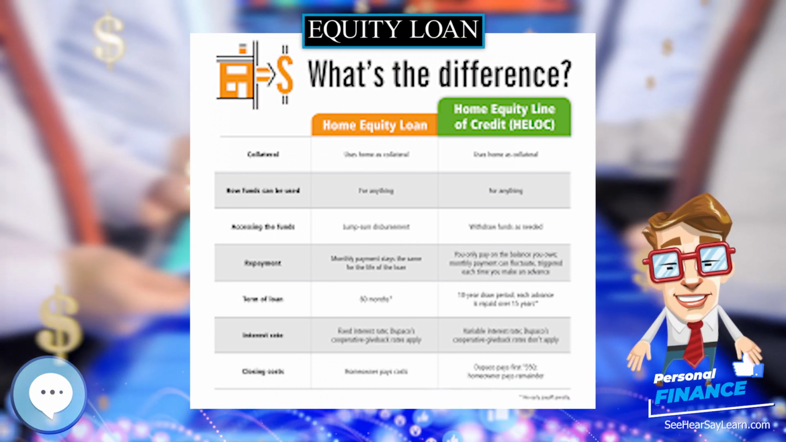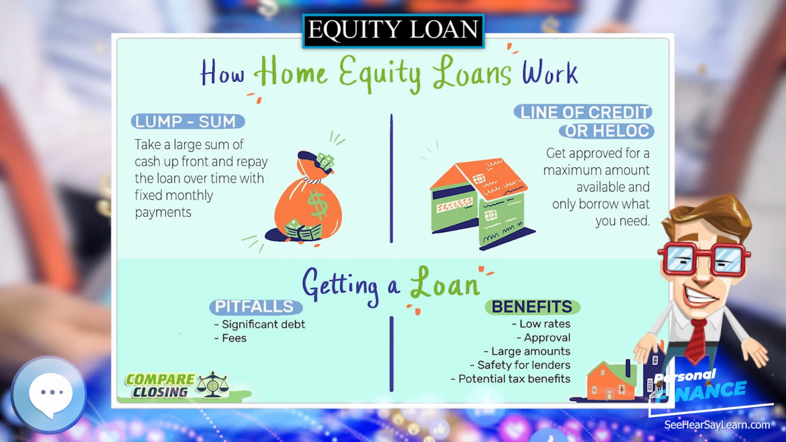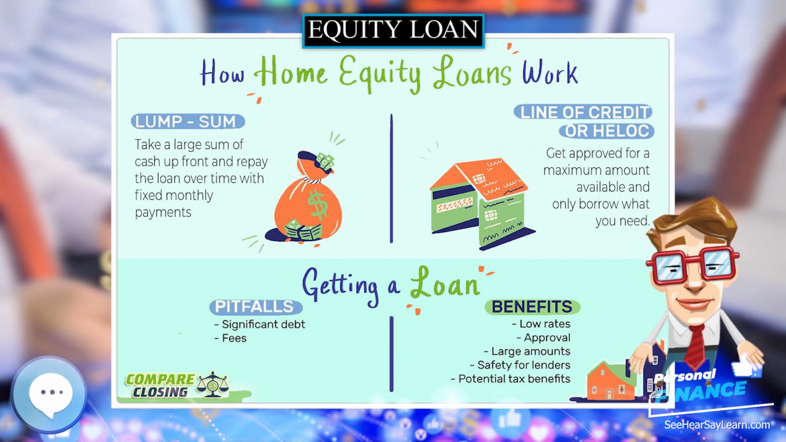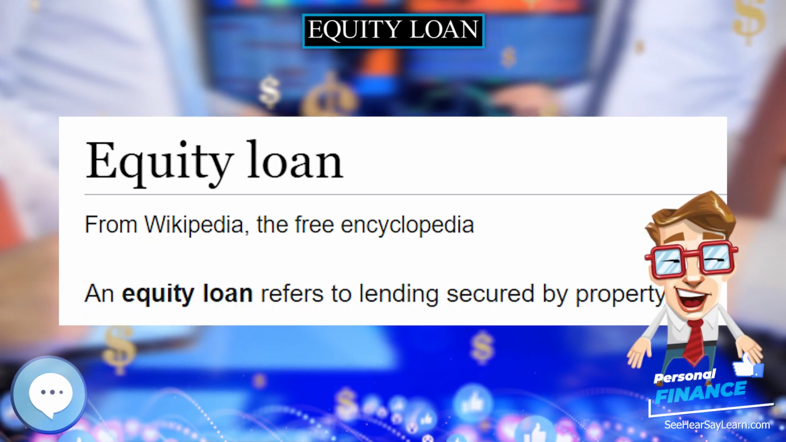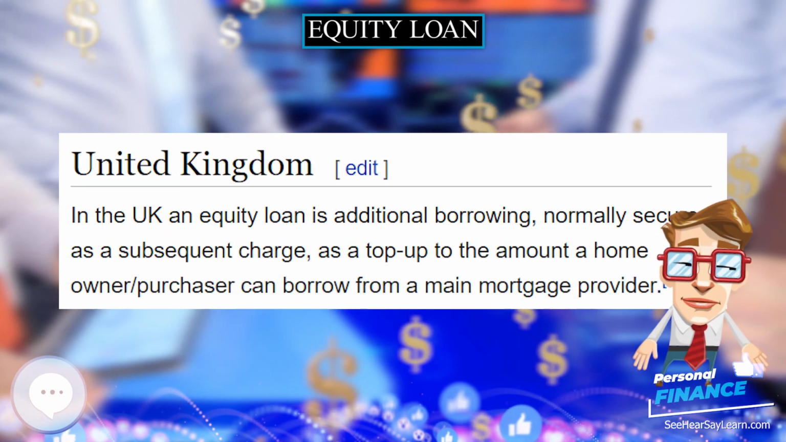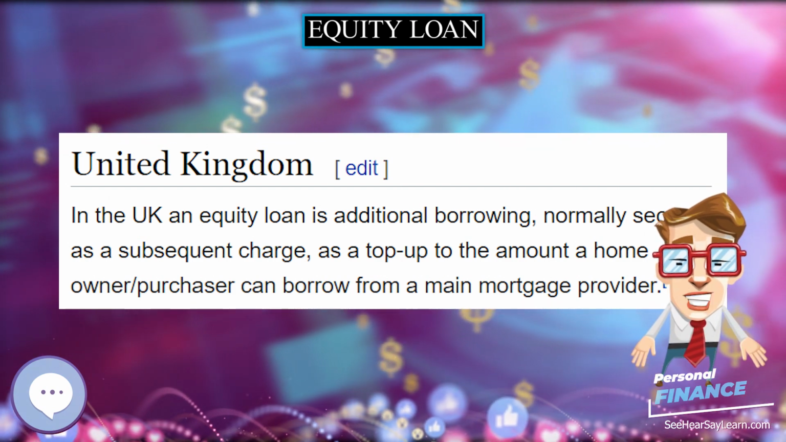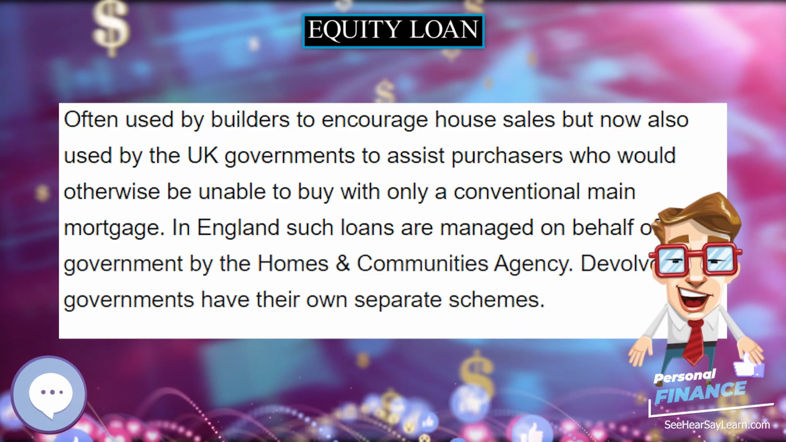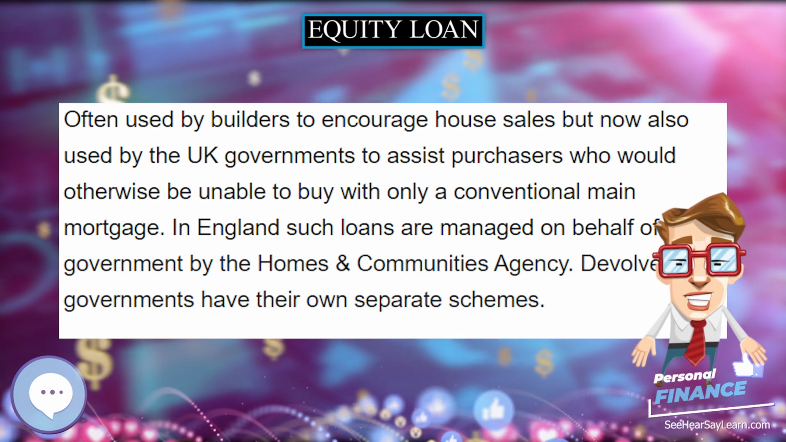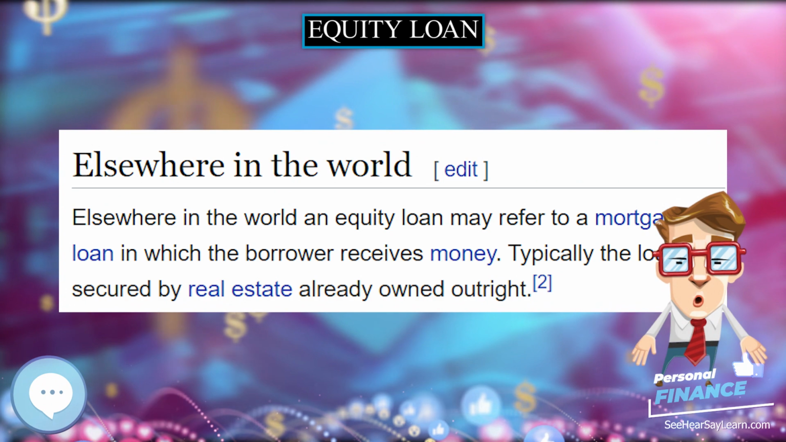Elsewhere in the world, an equity loan may refer to a mortgage loan in which the borrower receives money. Typically, the loan is secured by real estate already owned outright. For example, if a person owns a home worth $100,000, but does not currently have a mortgage on it, they may take an equity loan at 80% loan to value, LTV, or $80,000 in cash in exchange for a mortgage on the title.